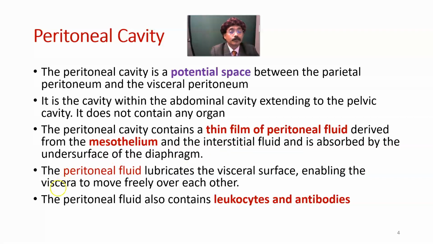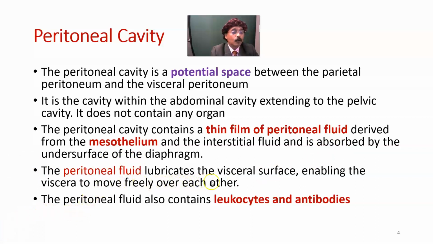The peritoneal cavity also contains a thin film of peritoneal fluid, not too much. If it is too much, then there will be ascites. That is not normal. The thin film of peritoneal fluid is derived from the mesothelium, the simple squamous epithelium over the serous membrane, and from interstitial fluid, and is absorbed by the undersurface of the diaphragm. The undersurface of the diaphragm is again covered by the parietal peritoneum.